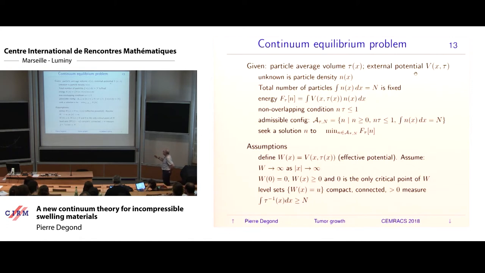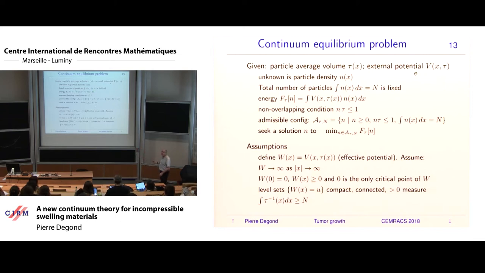So now we are going to state the problem as follows. We have a continuum field of average volume. We are going to assume that at any given point we have only one kind of particles with a given volume, which I call tau of x. And the external potential is a function of the position and of the volume, like it was before with the radii. And I have an unknown particle density.